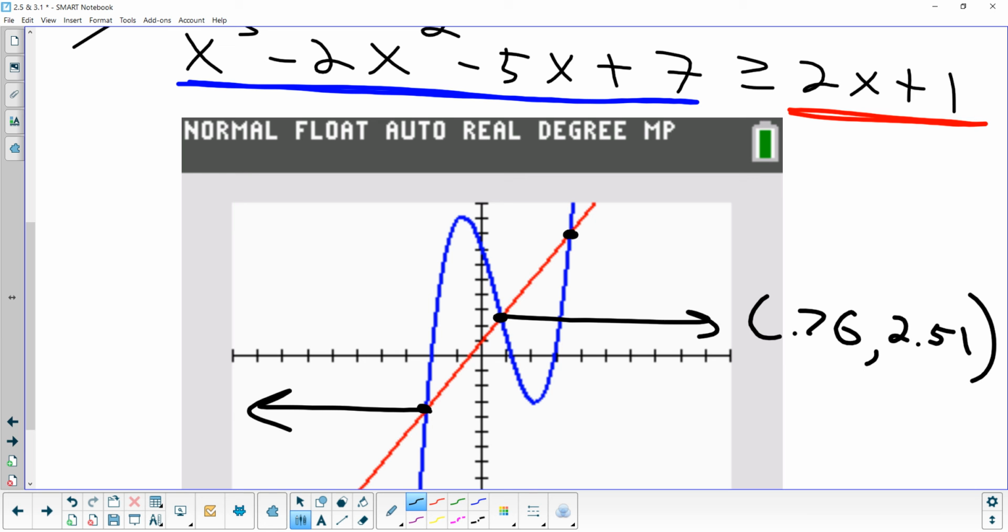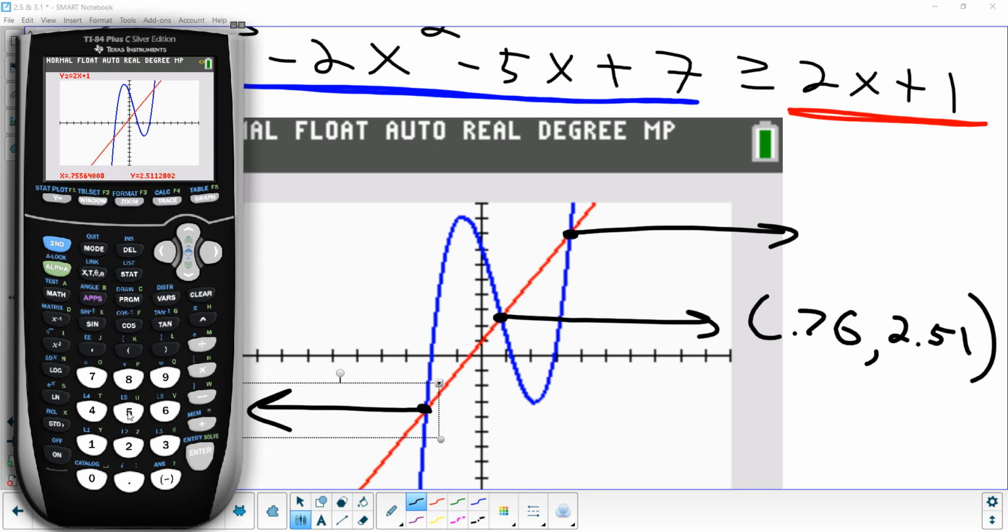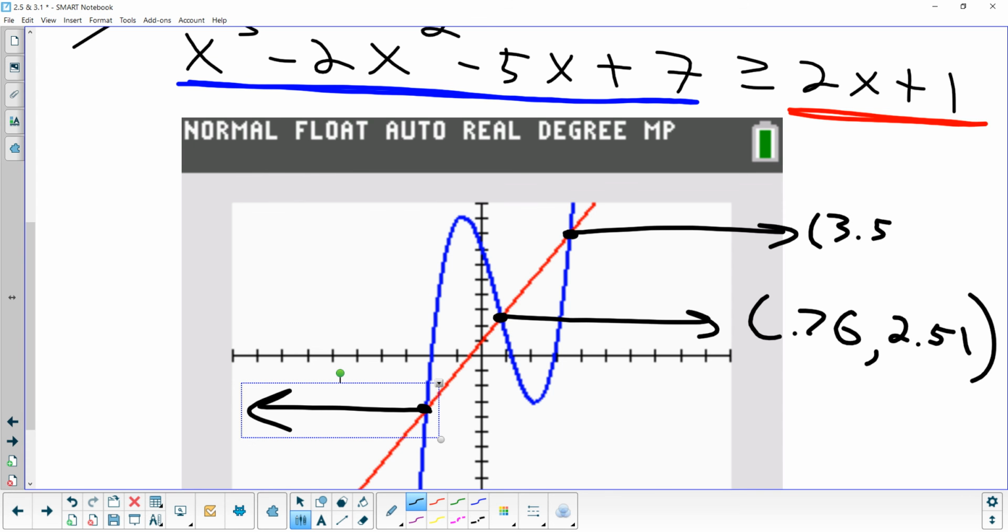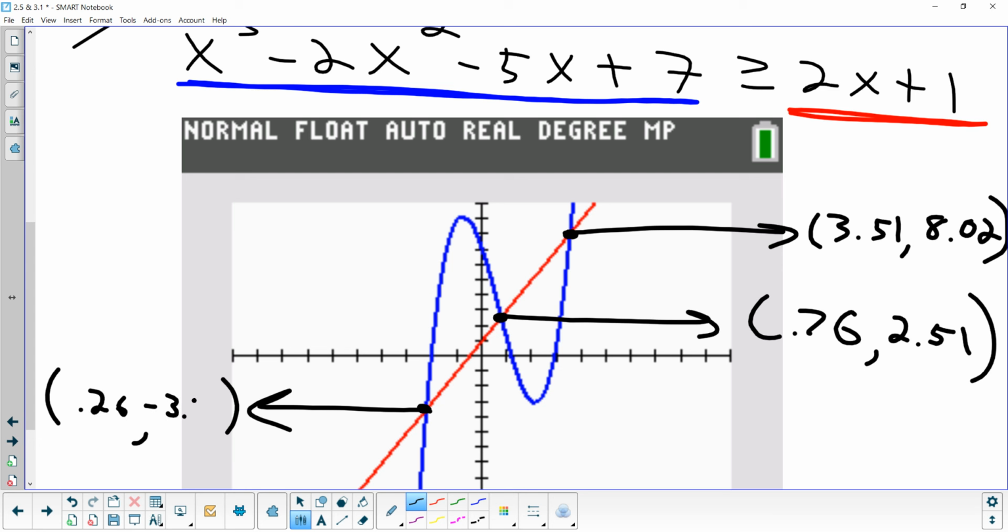How about somebody else do the first one, and then I'll do the last one on the right. So second calc intersect. Blue, red. Now I need to move my guess. Should be good enough. 3.51, 8.02. Okay, and what's the first one? Sarah? Negative 2.26, negative 3.56. And can you say the first part again? Negative 2.26, negative 3.56.